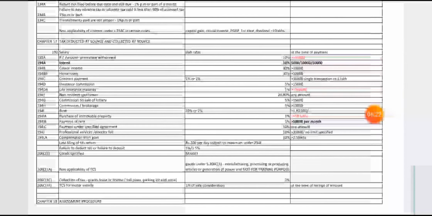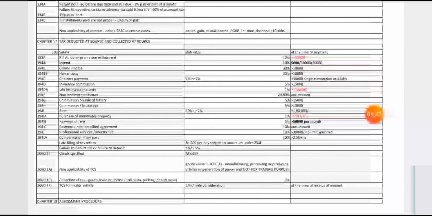192A, after you are being in employment for a time, you'll have PF amount. If you're withdrawing it premature, that is before it is due, this comes into play. The slab rate is 10%. The amount should be greater than or equal to 50,000. So there are only 3 places where TDS section talks about greater than or equal to. One such place is PF amount. Okay, so 2 sections of a salary, that's done.